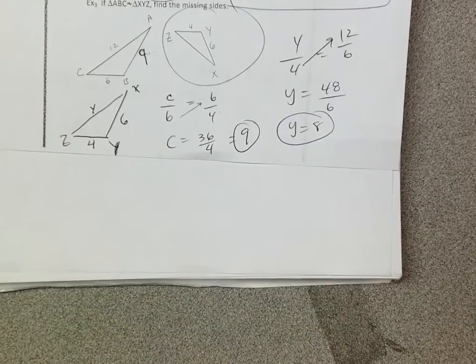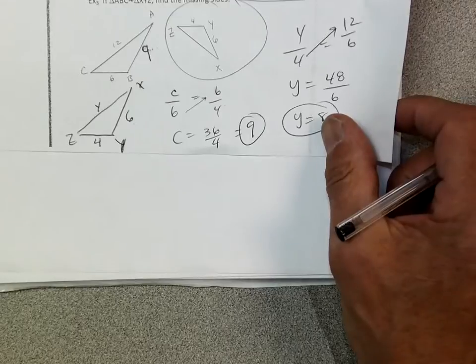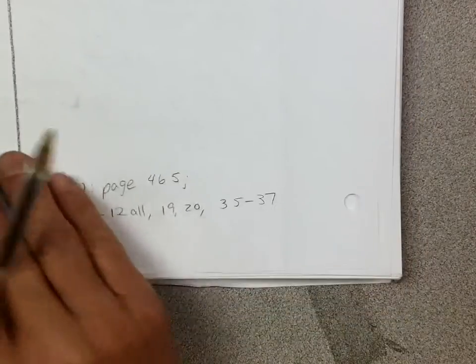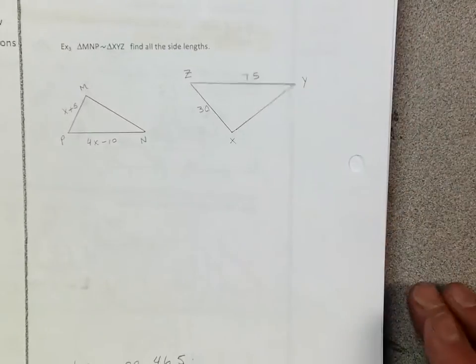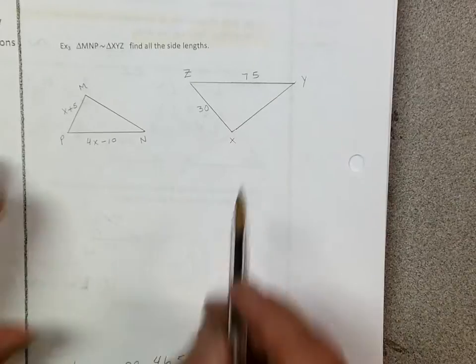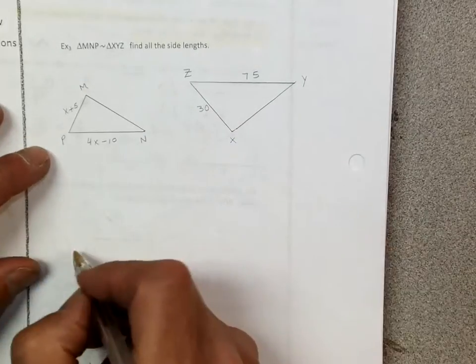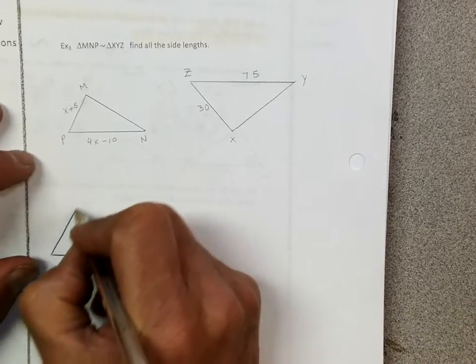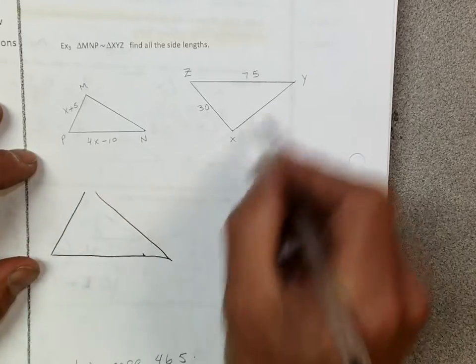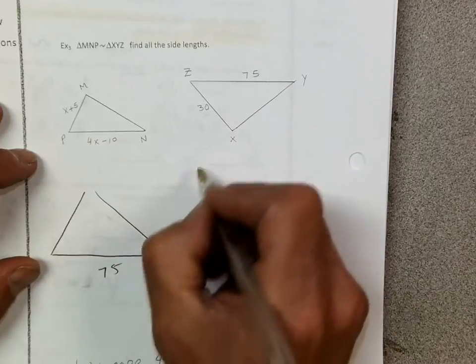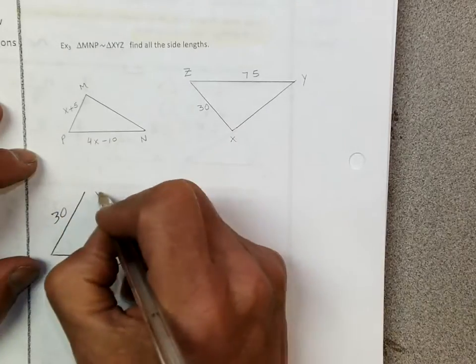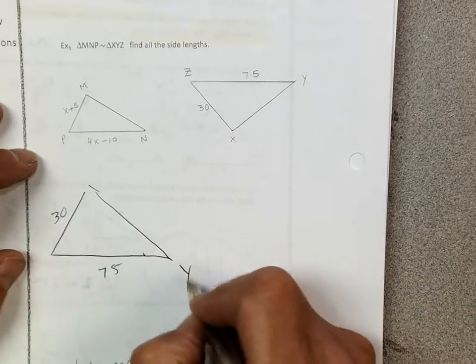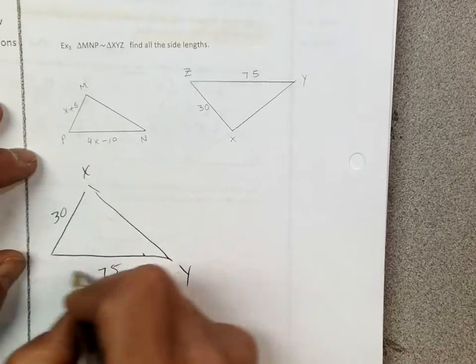Nice. Okay, turn the page. All right. Well, this one's kind of backwards, so I'm going to redraw it down below. Okay, I'm going to draw this other one down here. If I redraw, I'll put the 75 here. I'll put the 30 here. And here's my Y, my X, and my Z.